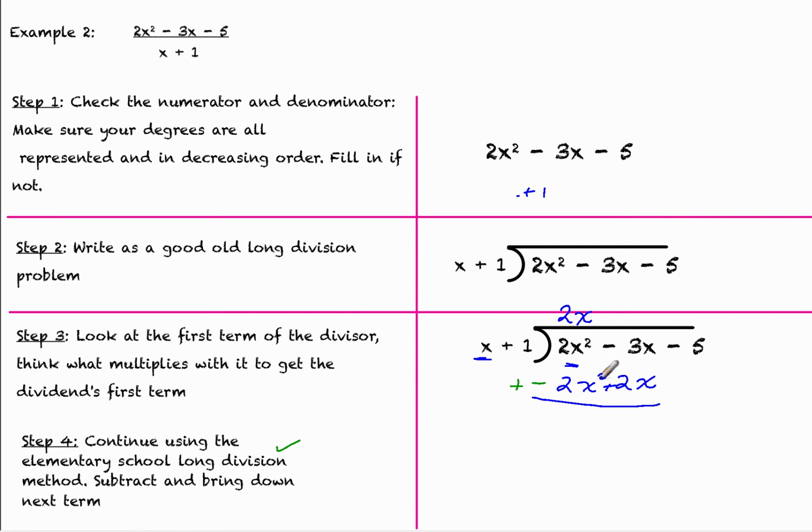Continue using the old school long division. I'm going to add the opposite to represent subtraction. Negative 3x plus negative 2x is negative 5x. I'm going to bring down a negative 5, and I'm going to repeat. x times what gets me negative 5x? Negative 5. Negative 5, negative 5x. Old school addition, add the opposite, 0. So we learned that when we take this dividend divided by this divisor, our answer is 2x minus 5.